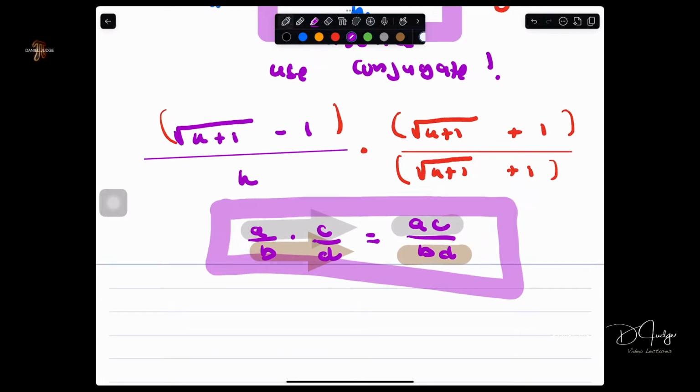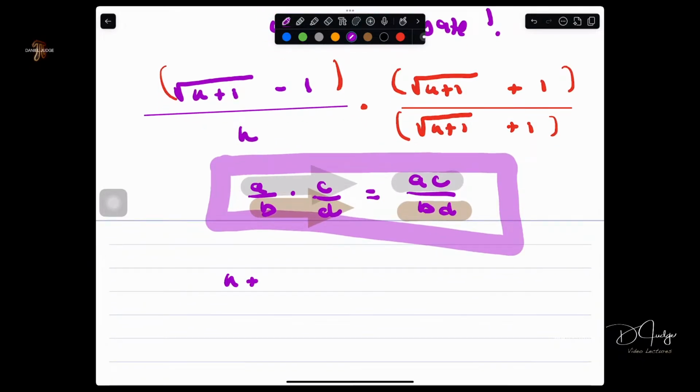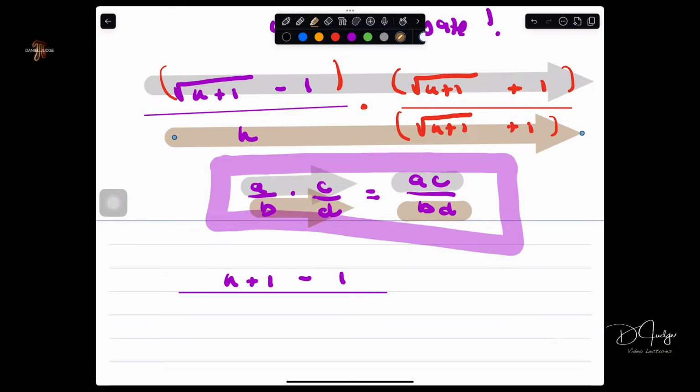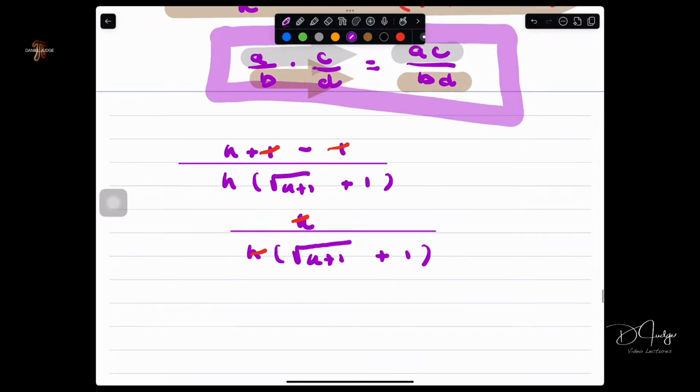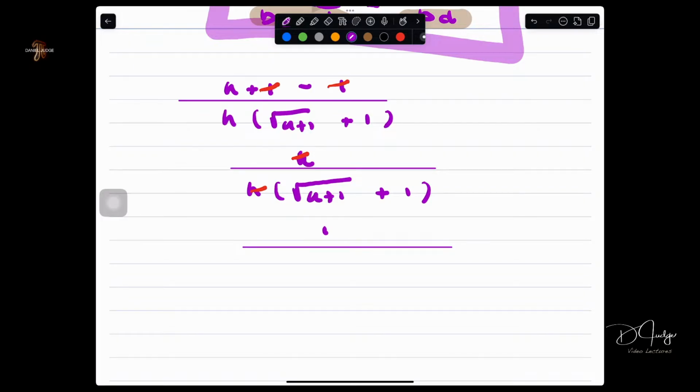So now here we end up with h plus 1 minus 1. This is what happens when you multiply conjugates. The denominator, though, you're going to get h times the square root h plus 1 plus 1. So when you do the arithmetic, 1 minus 1 is gone. So you have the h over h times square root h plus 1 plus 1, and then now your h's cancel. So the algebra got you this far, meaning you have 1 over the square root of h plus 1 plus 1.